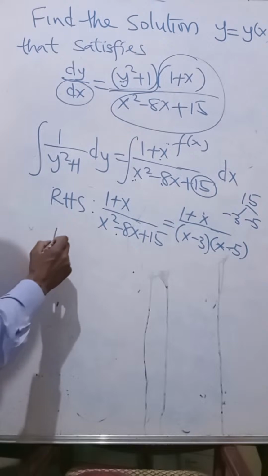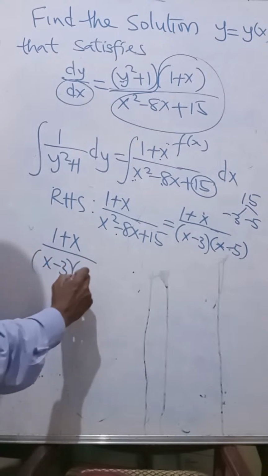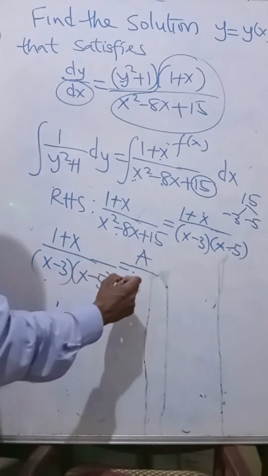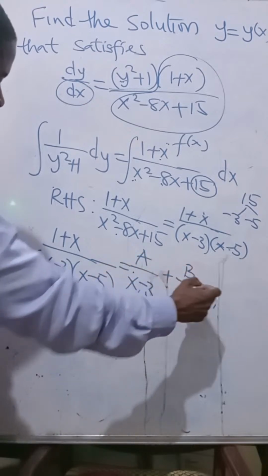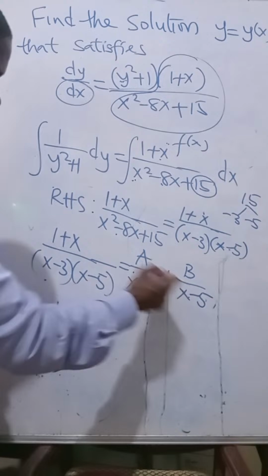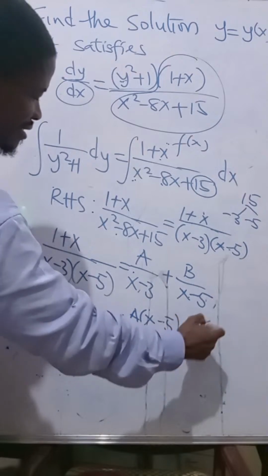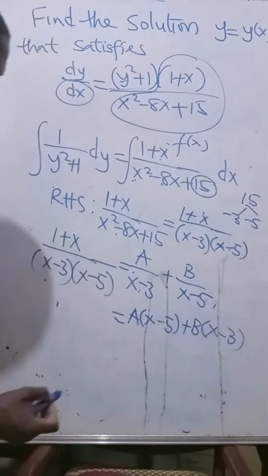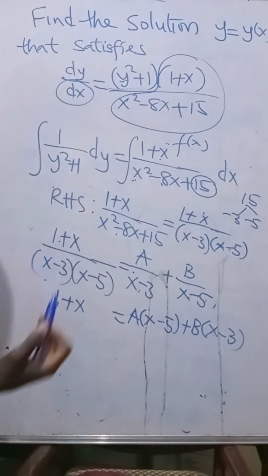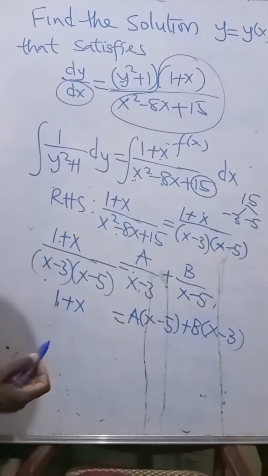So then we are still on the right hand side. This one over this one will be equal to A over one of the linear factors plus B over the second linear factor, and that will be equal to this one times this one. That's A times x minus 5 plus B times x minus 3, and then equal to the numerator on the other side. Actually, the denominator, by the time you do the algebra, cancels out. So this is what we have now.